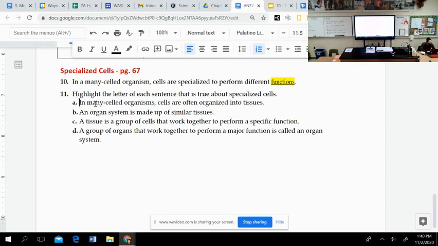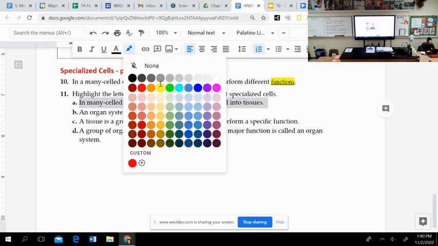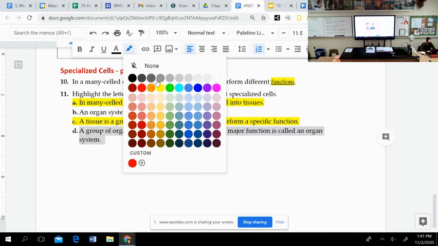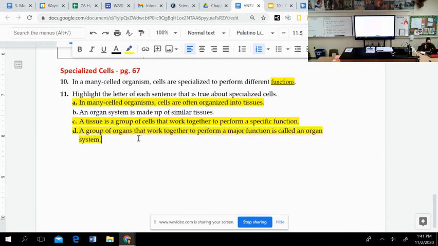A, C, and D. So in many-celled organisms, cells are often organized into tissues. A tissue is a group of cells that work together to perform a specific function. And then a group of organs that work together to perform a major function is called an organ system. So this would be like your digestive system or your nervous system. When we have those specific categories about our body, there's multiple organs and systems that compose that whole structure that all work together to perform that specific task.